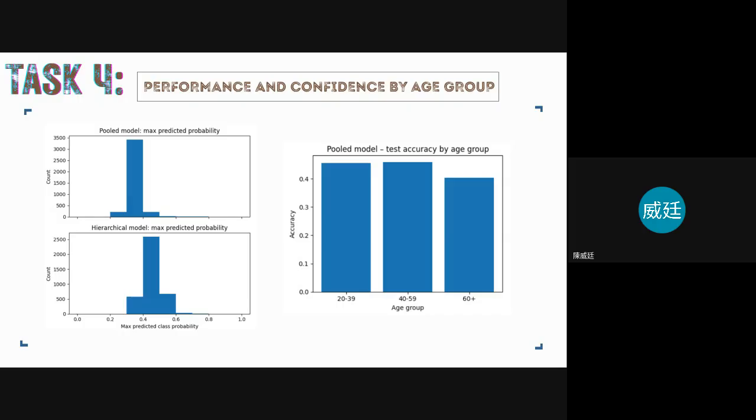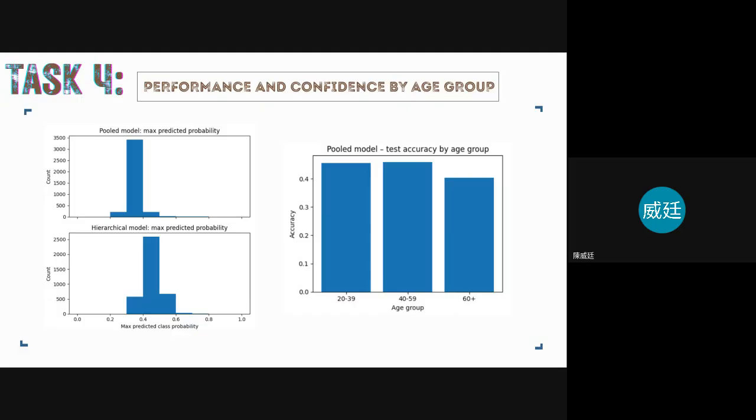Both histograms are concentrated around 0.35 to 0.5. That means even for the best guess, the model is not super confident. It often says something like, I give this class 40% probability, and other classes together still have 60%. And the hierarchical distribution is shifted a little bit to the right, which means after including age group, for some people, the model becomes a bit more confident.